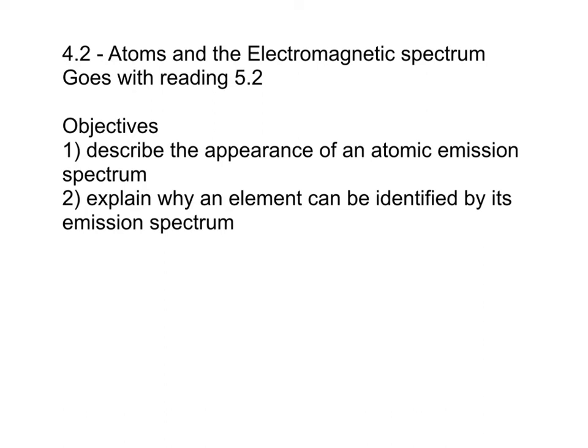Okay, chemistry students, we're going to begin lesson 4.2 where we're going to take a look at atoms in the electromagnetic spectrum. And this would go with reading 5.2 in your text. So the objectives for lesson 4.2 are first of all to describe the appearance of an atomic emission spectrum, and we're also going to look at something called an absorption spectrum, which isn't on the objective, but we are going to do it. And then secondly, to explain why and how an element can be identified by its emission or its absorption spectrum. So let's get to it.